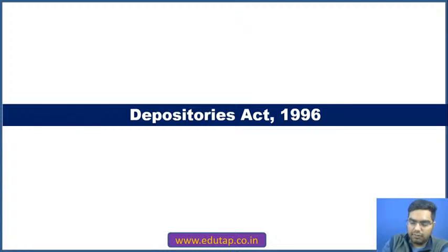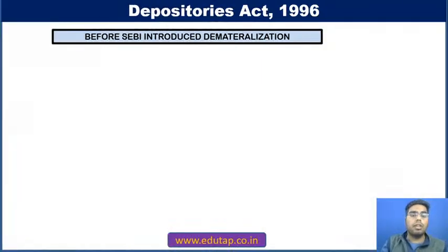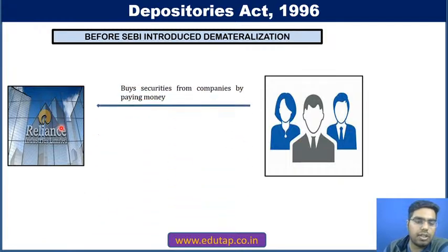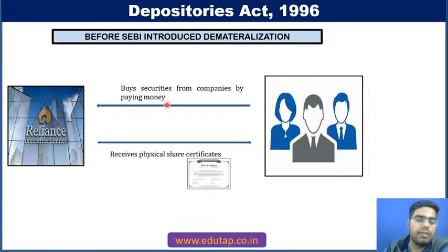Yes. We are starting with Depositories Act 1996. Before SEBI introduced dematerialization, how did transactions happen when purchasing shares? Suppose this is Reliance India and these are the investors. These investors want to buy the shares of Reliance. I'm not talking about just shares, I'm talking about all the securities. They will buy the securities from the company by paying the money, and in return, Reliance will issue their physical share certificates to them.